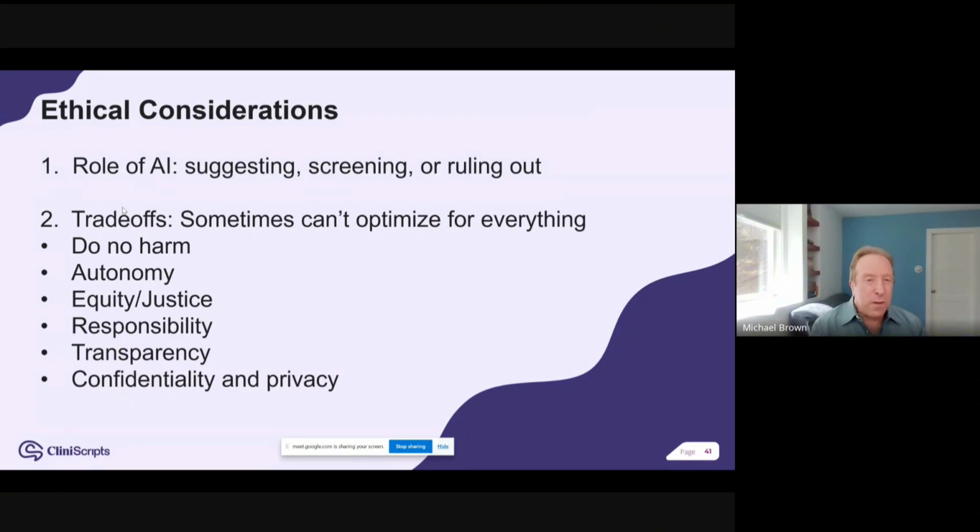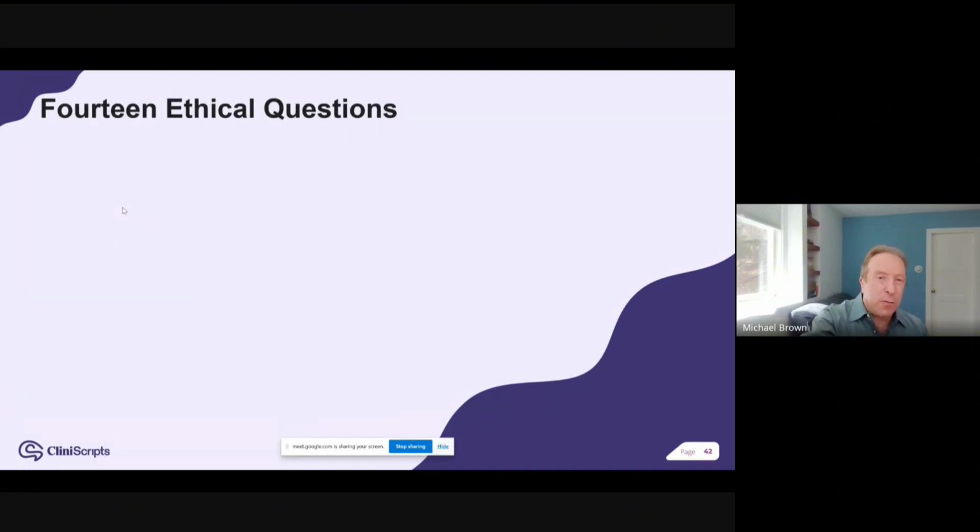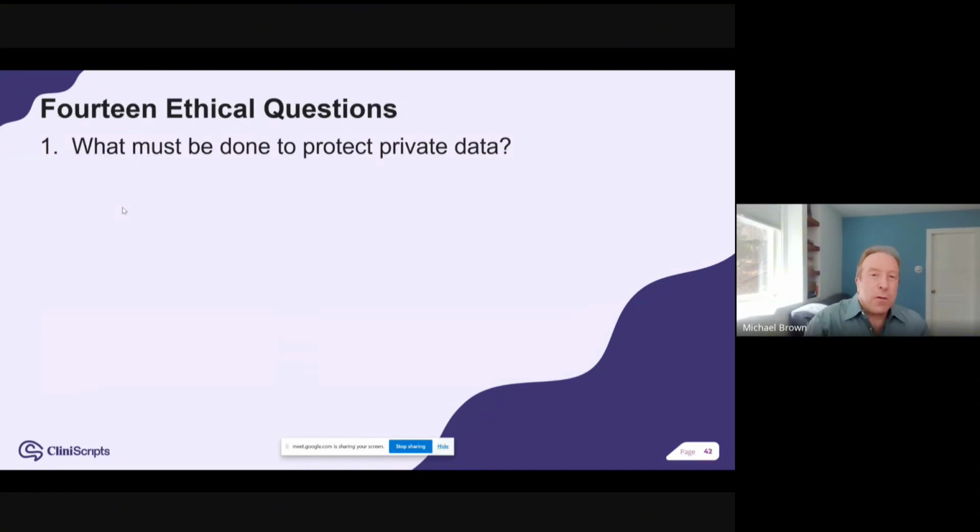So I'd love to talk about more of these in detail, but as I prepared this talk, I thought what would be most useful is not to talk about the ethical terms per se, but just come up with ethical scenarios or questions that I could present to the group. And this is not as much in ethics. It's not saying what's right or wrong. It's putting it out there for it to be considered. So 14 ethical questions. First, what must be done to protect private data? And it's kind of an obvious thing that protecting the data is critical, but how much effort needs to be done?